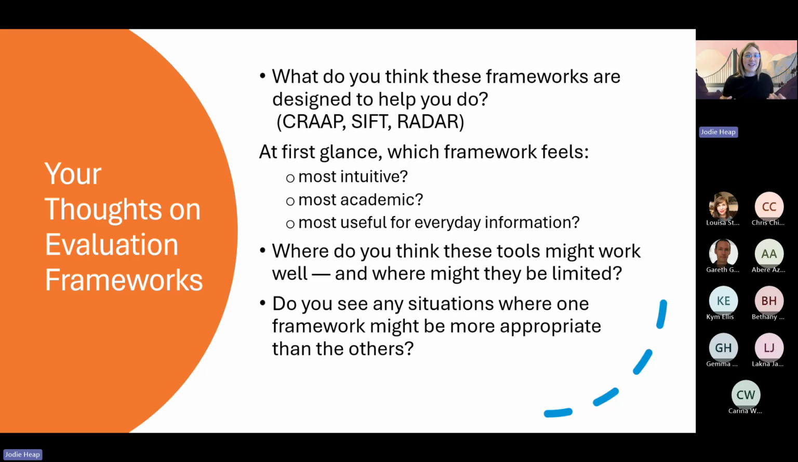So it's quite interesting to me to think about how do we think critically in our lives in all areas. So yeah, where do you think these tools might work well, and where are they going to be limited? And do you see any situations where one framework might be more appropriate than others, particularly in your different areas of study? So I'm just going to pause for a minute or so, just so you can have a think about that, and I can catch my breath. And if you have any thoughts you would like to share, do pop them in the chat, and I'll just give that 30 seconds or so for you to think about that.